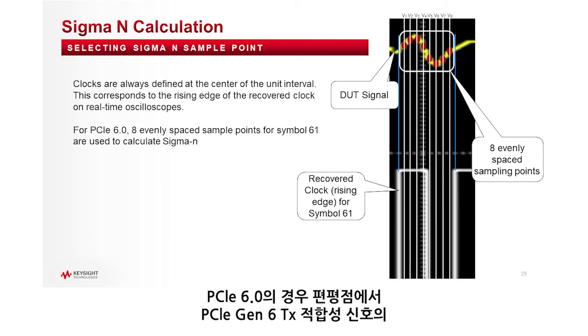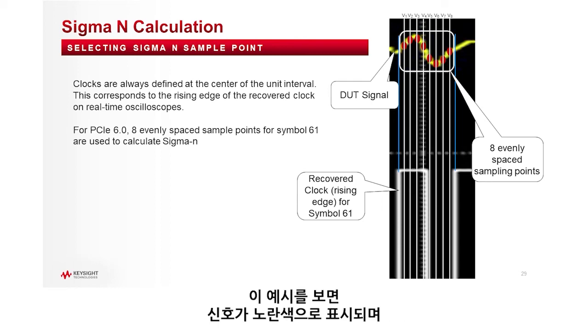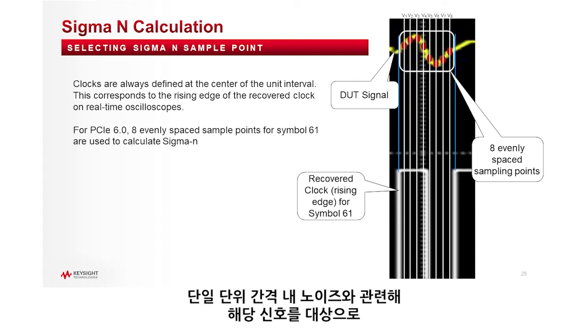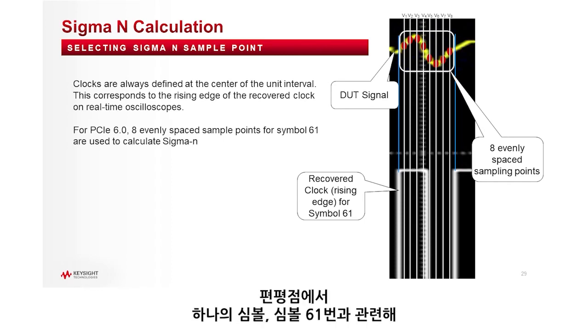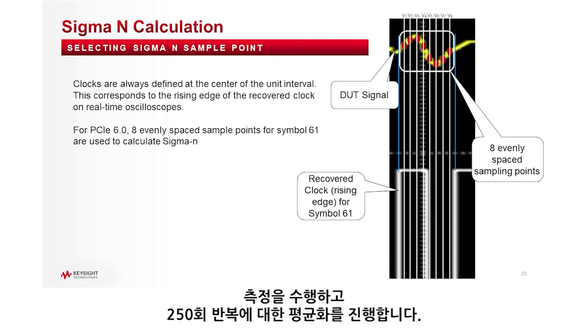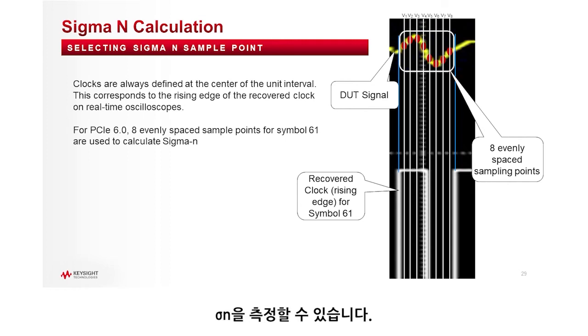For PCI Express 6.0, we'll be measuring noise as part of symbol 61 on the flat spot for each of the main levels in the PCI Express Gen 6 TX compliance signal. And so here you can see an example of a signal in yellow and us making 8 evenly spaced measurements on that signal for noise within a single unit interval. So this is one symbol number 61, on a flat spot, and we are making measurements which we will average across 250 repetitions. So this is how we get to a very consistent measurement of sigma N in the real-time oscilloscope.